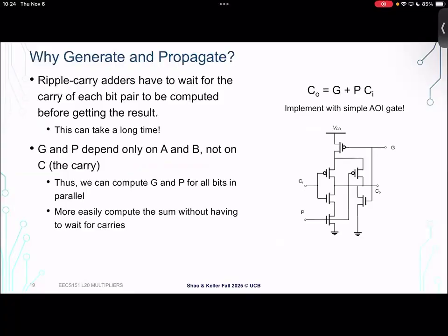So we notice a couple of things. As I said, generate and propagate only depend on A and B, so we calculate them in parallel. And then we also notice that once we have generate and propagate, carry out is very simple to calculate. In fact, it's this exact 6-transistor AOI gate that we looked at a couple lectures ago for a different example.